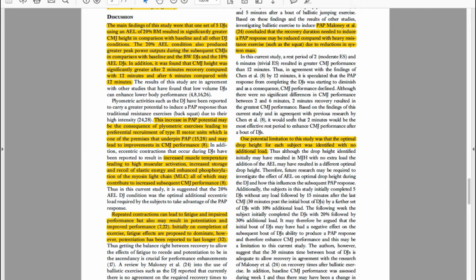In addition, eccentric contractions that occur during drop jumps have been reported to result in increased muscular temperature, leading to higher muscular activation, also increased storage and recoil of the elastic energy, and enhanced phosphorylation of the myosin light chain, all of which may contribute to increased subsequent countermovement jump performance. Thus, in this current study, it is suggested that the 20% AEL drop jump condition was the optimal additional load required by the subjects to take advantage of the PAP response.